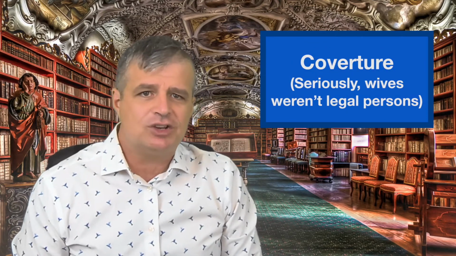all her possessions. She ceased to be a legal person and became kind of a wholly owned subsidiary of her husband. This was a legal doctrine called coverture, and it lasted until the 19th century. Women literally ceased to be people when they got married.